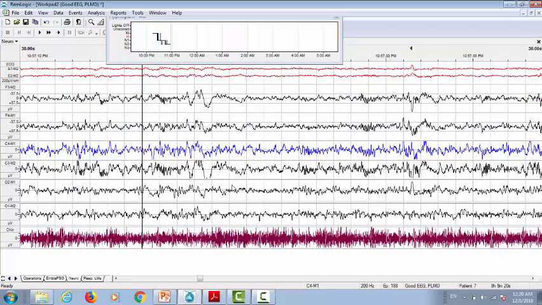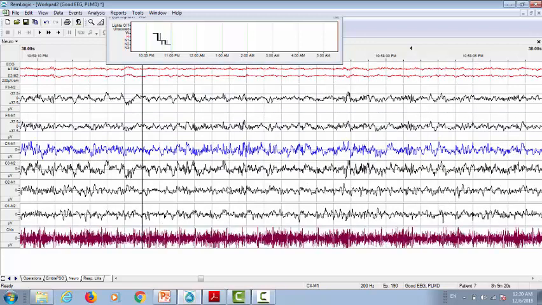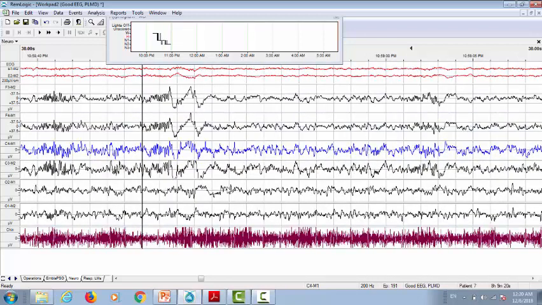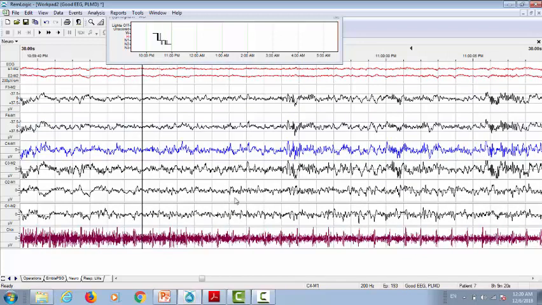Continue as N2. No reason to stop scoring N2. And here we need to pay attention because the chin EMG tone starts to be lowered. However, we have spindles at the end portion of this epoch, so we continue as N2.